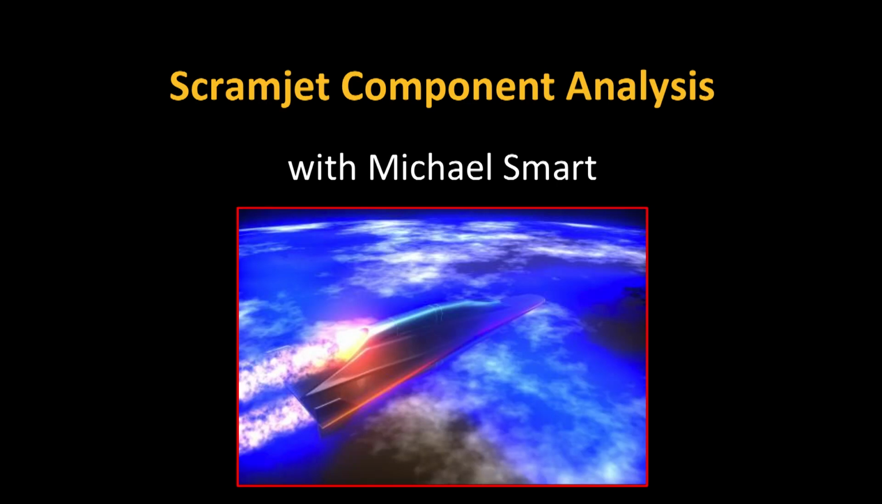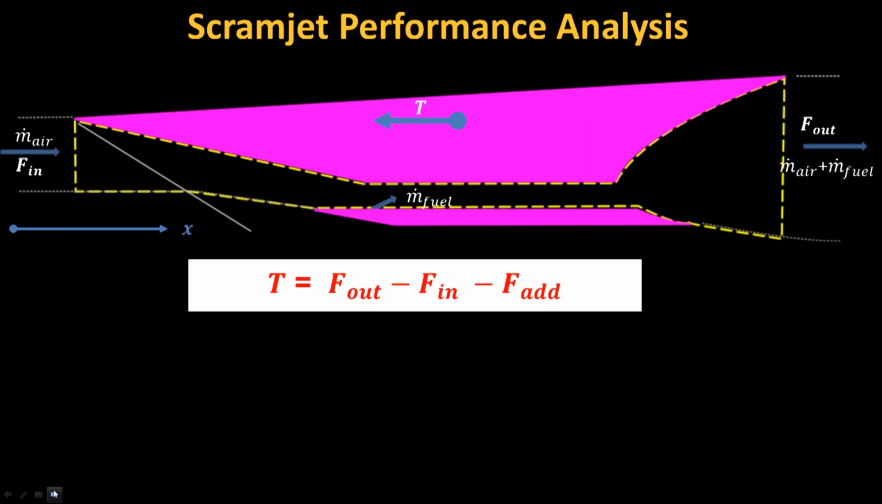In previous sections of the course, I presented a method for calculating the thrust generated by a scramjet using control volume analysis. It's the method used by engineers all over the world for calculating the performance of air-breathing engines. To revise, we developed the deceptively simple equation shown here for calculating scramjet thrust.